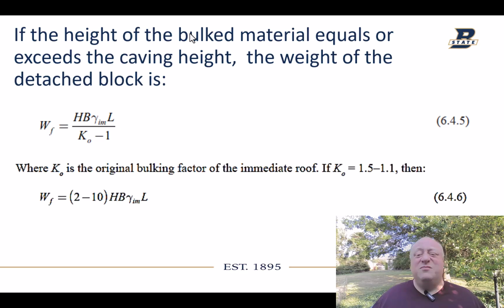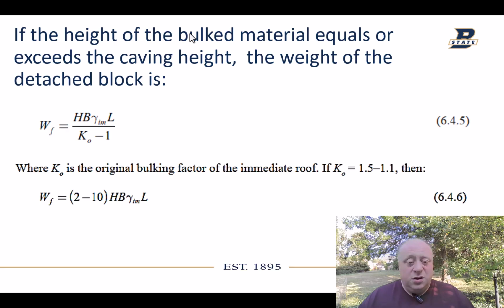So, if the height of the bulk material equals or exceeds that caving height, then the weight of the detached block is pretty simple. It's that H multiplied by B, right? So we have the height of the block, we have the shield spacing, so that gives us the width of the shield, with the density of the material, the shield length, canopy length, all those L sub whatevers put together, and we divide that by the original bulking factor minus 1.